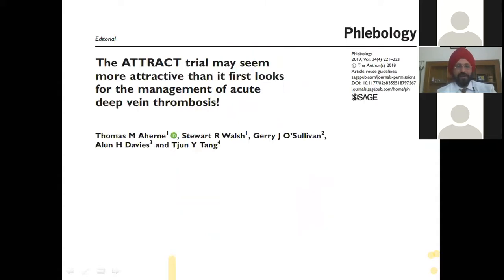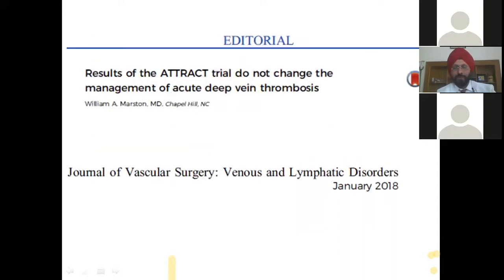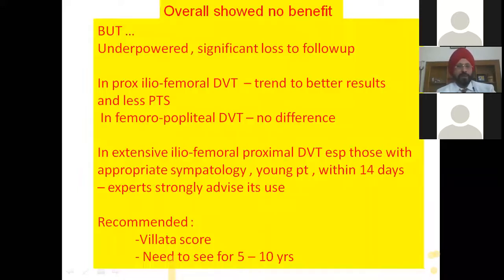And there are various editorials now, in January 2018 and 2019, which have attacked the ATTRACT trial for various lacunae. Number one, it was underpowered. And when you studied the subdivision, you found that in proximal iliofemoral DVT, the trend was better. So they should not have combined the two together. Of course, in femoropopliteal DVT, there was not much advantage of doing a catheter-directed thrombolysis.